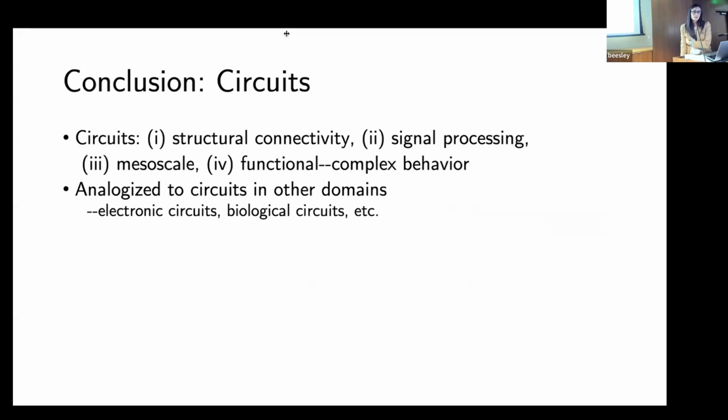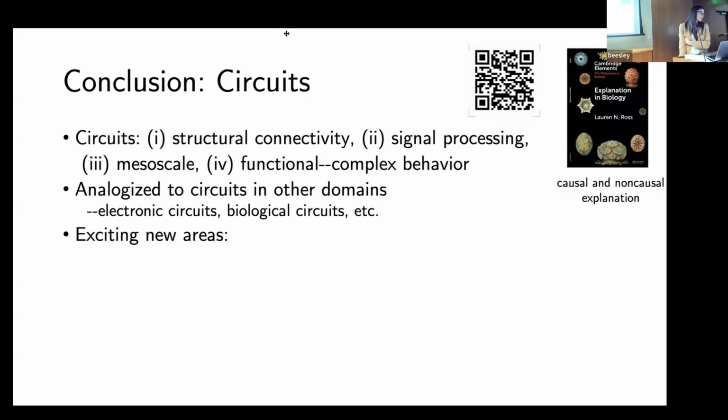These are systems that are analogized to and similar to circuits in other domains, electronic circuits, biological circuits, which interestingly have similar features. There are just tons of new areas that are exciting to look into with respect to this project and lots of related projects.